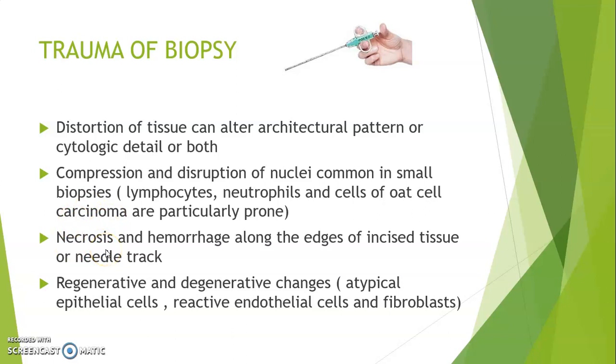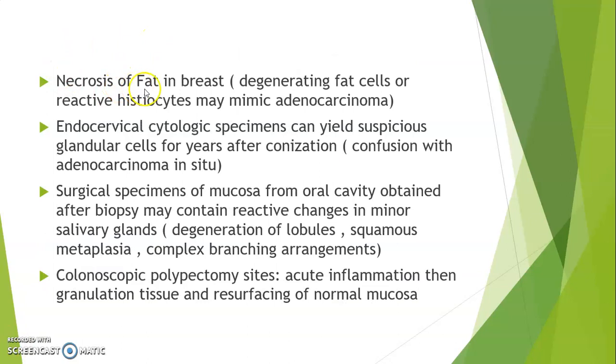Biopsy can lead to necrosis and hemorrhage along the edge of incised tissue or the needle tract. Regenerative and degenerative changes include atypical epithelial cells, reactive endothelial cells, and proliferation of fibroblasts. If a biopsy is taken from the breast, it can lead to necrosis of fat. Degenerating fat cells or reactive histiocytes may mimic adenocarcinoma.